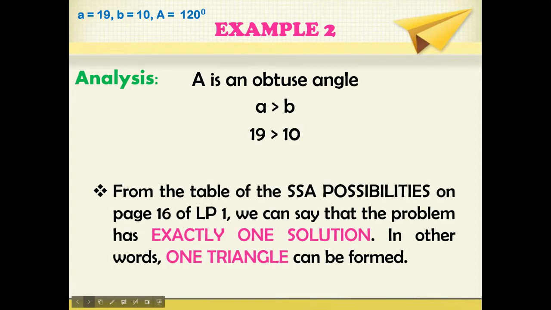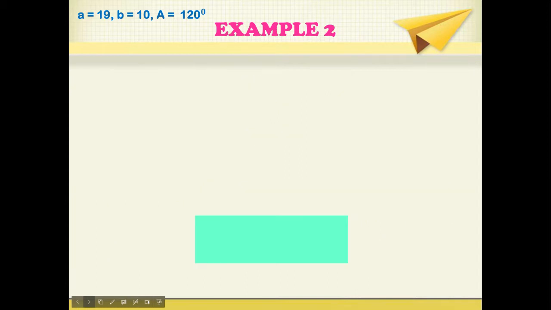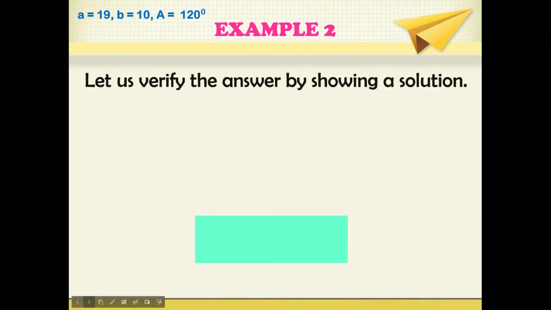Now, looking at the SSA possibilities table, which is on page 16 of your learning package 1, we can say that the problem has exactly one solution. In other words, one triangle can be formed. Now let us verify the answer by showing a solution.